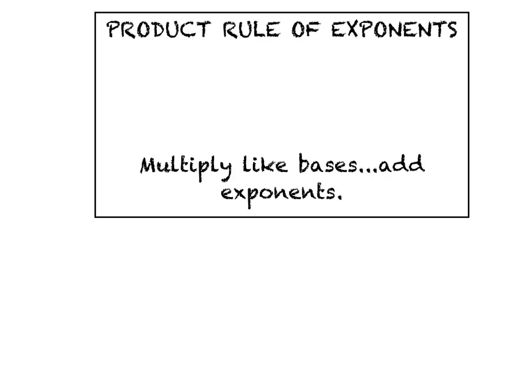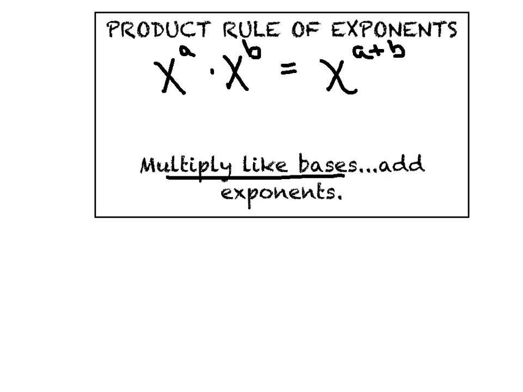Our first rule is called the product rule of exponents, and all it is saying is that x raised to the a times x raised to the b is equivalent to x raised to the a plus b power. What we like to say is for multiplying like bases, and I'm referring to this x here times that x there, then all we're going to do is simply add those exponents.